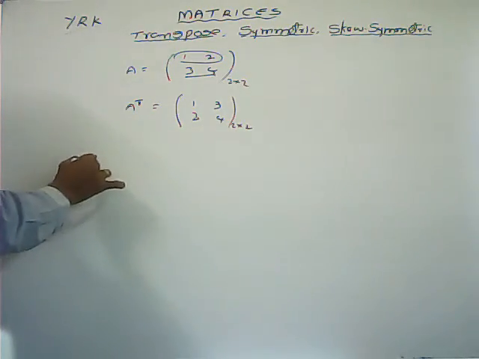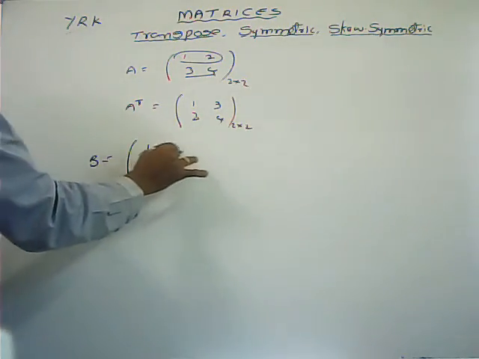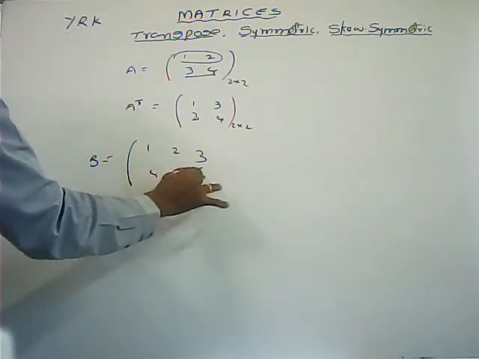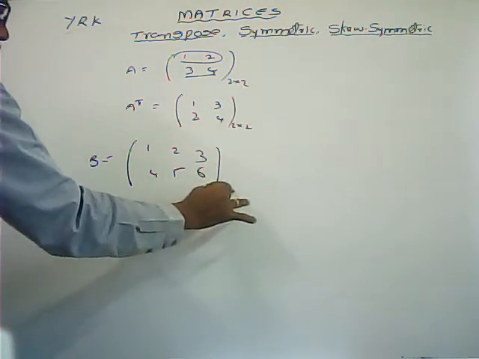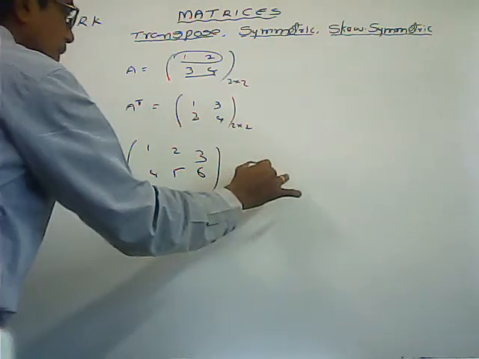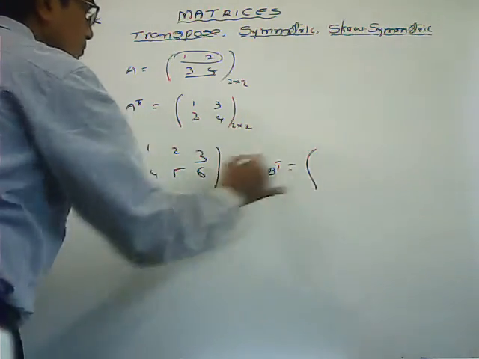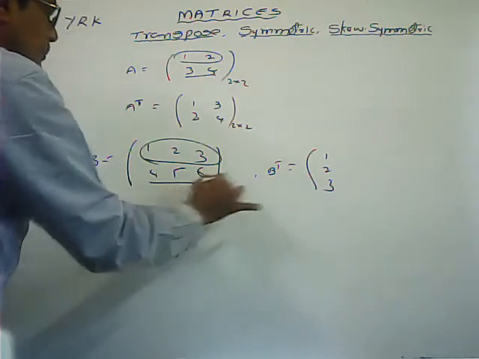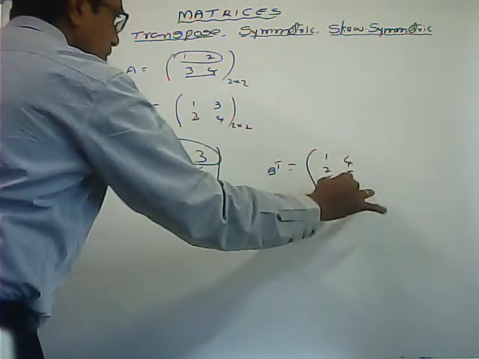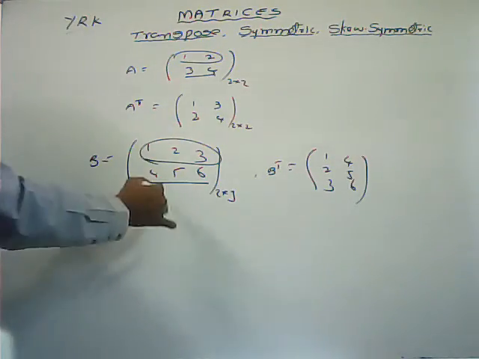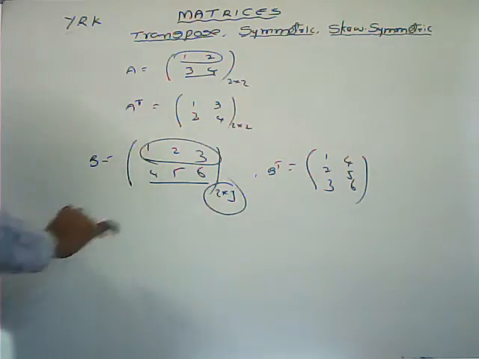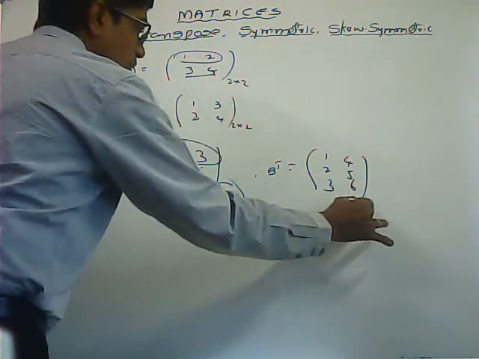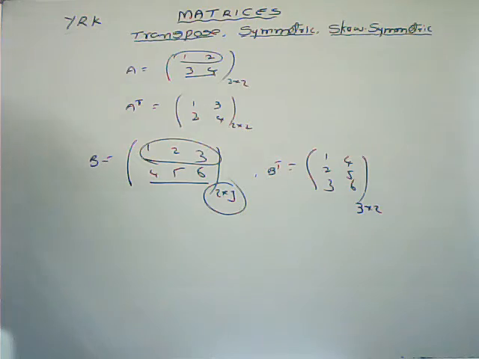Now I am giving one more example. B is equal to 1, 2, 3, 4, 5, 6. This is a 2 by 3 matrix. Now the transpose of B is equal to, here the first row becomes the first column and the second row becomes the second column, 4, 5, 6. So the order of B is 2 by 3, and the order of its transpose is 3 by 2. So if the order of A is m by n, the order of its transpose matrix is n by m.